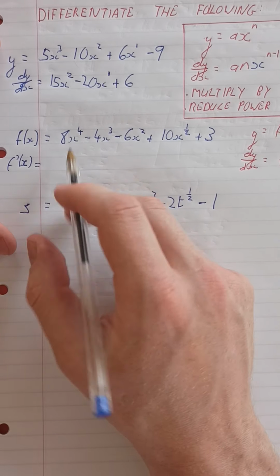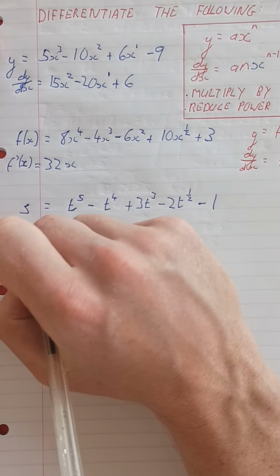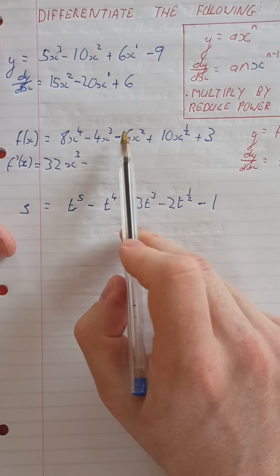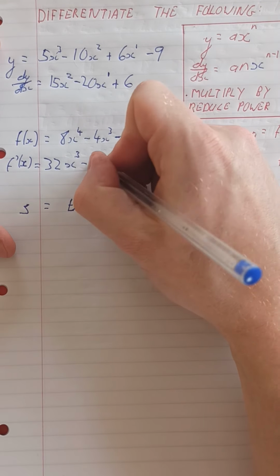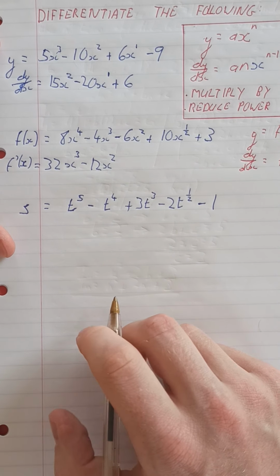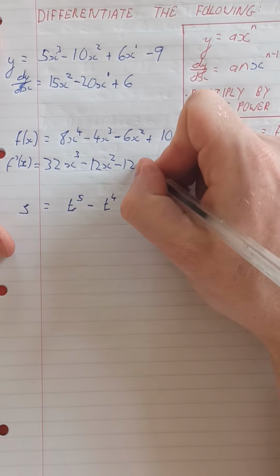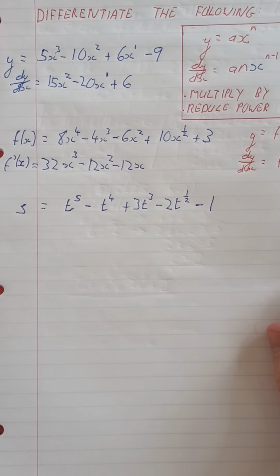So 4 times 8, we have 32. Then reduce the power by 1. Now let's multiply the power. So 3 times minus 4, we have minus 12. Reduce the power by 1. Here, so 2 times minus 6 is minus 12. Reduce the power by 1, so I'm not going to write x to the power of 1, I'm just going to leave it as 12x.